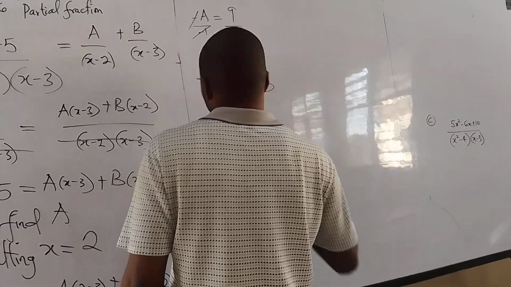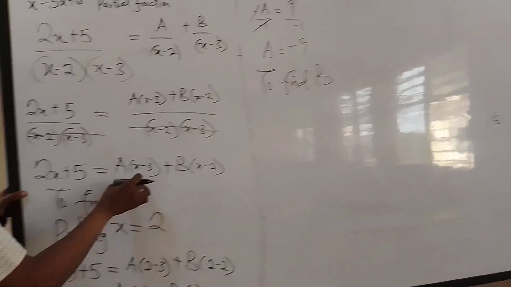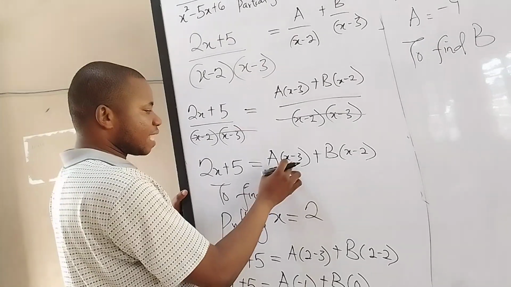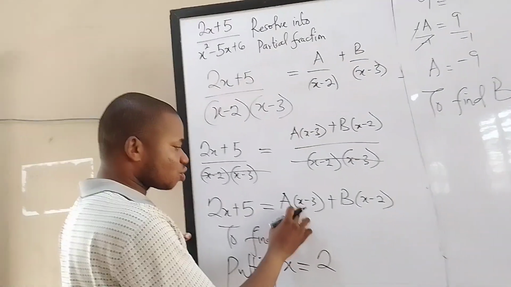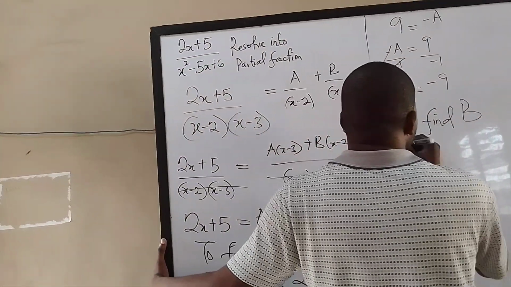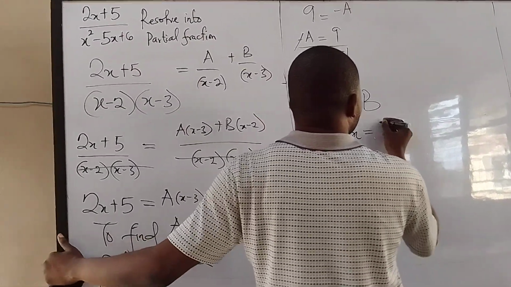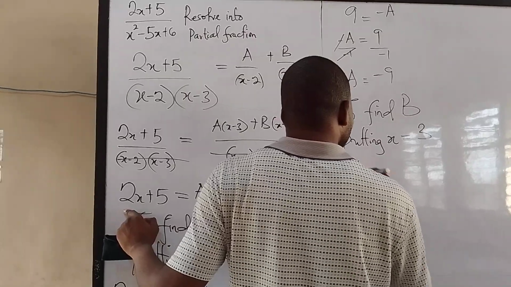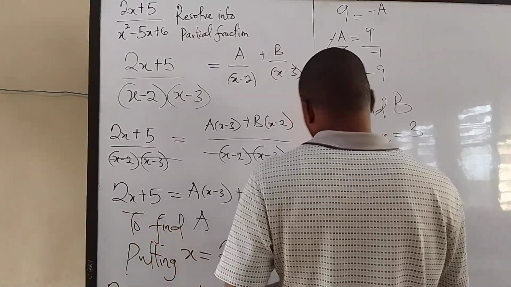Now to find b, we will go back to this. To find b, we are going to eliminate a. What is attached to a? What is attached to a is s minus 3. So which means that I will say let my s be what? 3. So that 3 minus 3 will give me 0. So I'm going to say putting x equals 3.